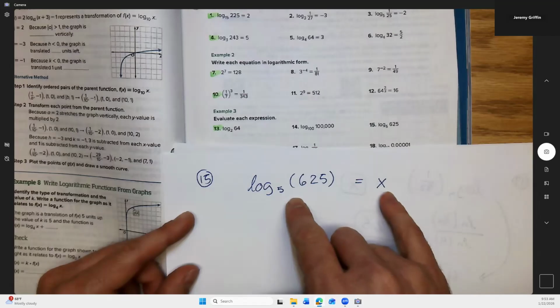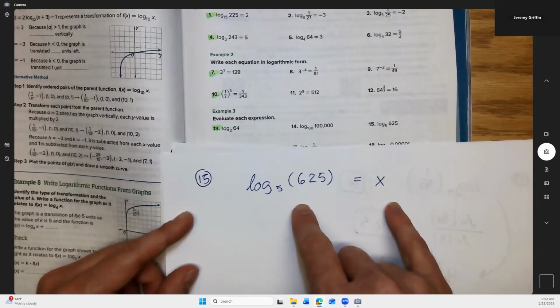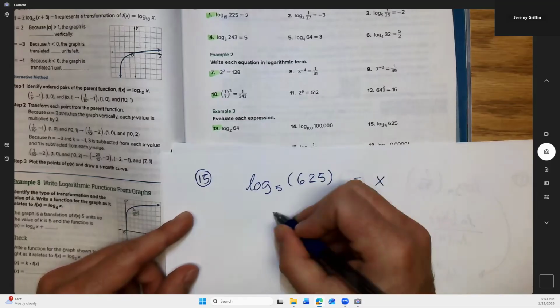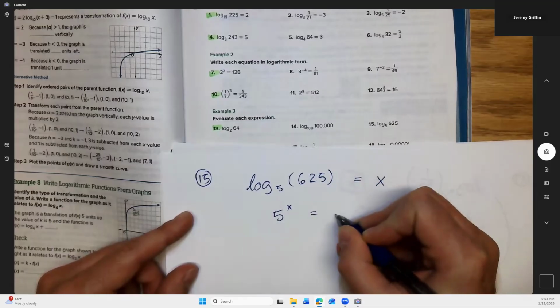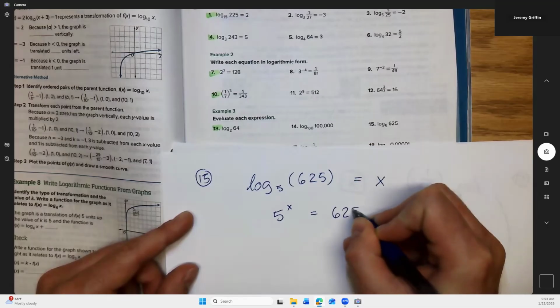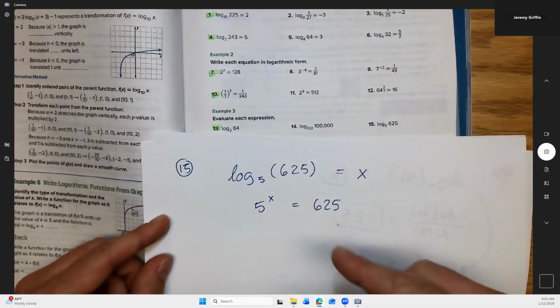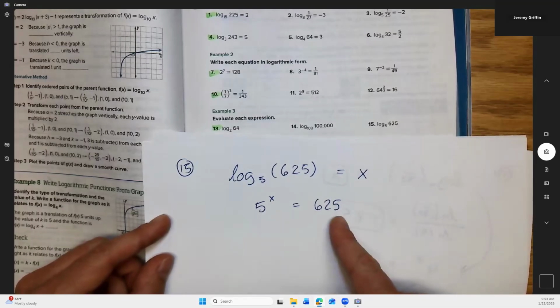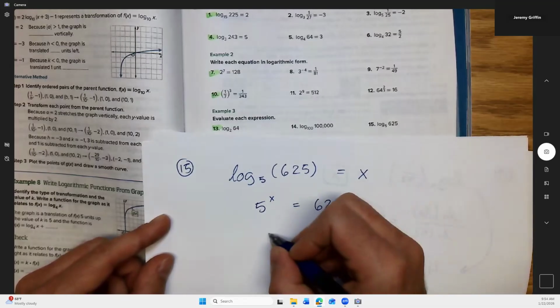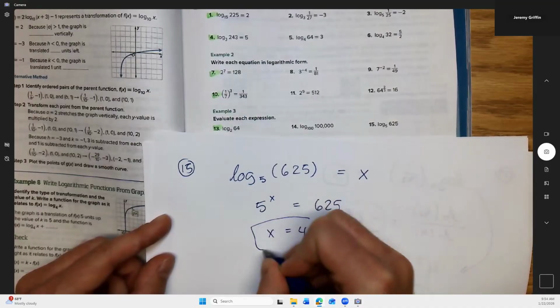So how could you make this an exponent? Here, guys, how can you write this as an exponent? Yeah, 5 to the x. That's equal to 625. And I bet this you can solve. Because guys, how many times do you multiply 5 by itself to get to 625? 4. Yeah, x is 4.